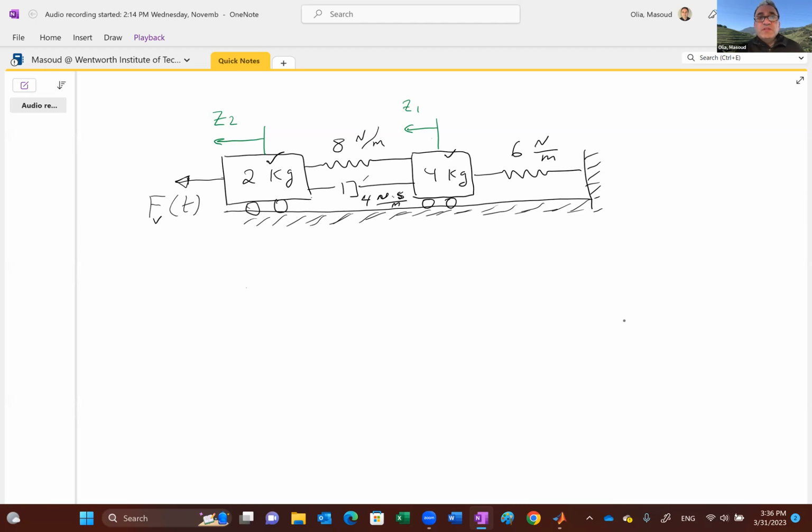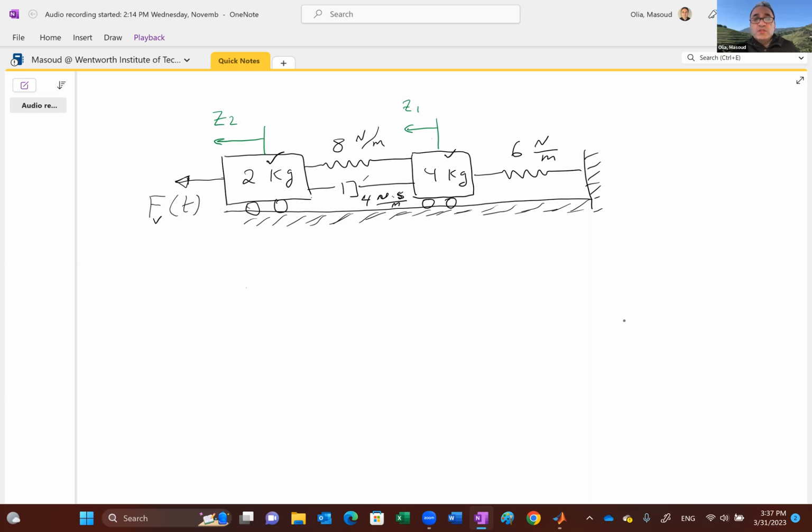Now, the objective is eventually to get Z1, which is the displacement of the 4 kilogram mass, and Z2, which is the displacement of the 2 kilogram mass, as a function of time. But my goal is not actually to solve this problem analytically, but rather show you how you can get the differential equations and then use the state space to simulate this using the Simulink toolbox. There is a state space block in Simulink that I will show you shortly.